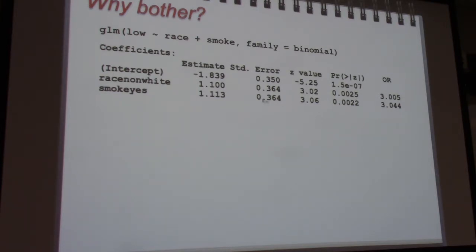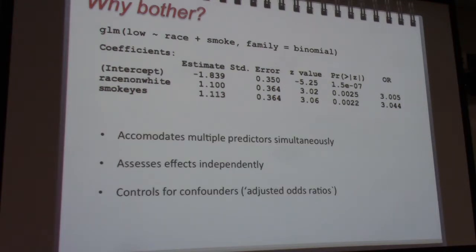Similarly, when I control for race, the impact of smoking is quite dramatic. It increases the odds of low birth weight by a factor of 3, and the p-value is highly significant at 0.002. So this is a very simple example, and I hope it shows you how the regression model can accommodate multiple predictors simultaneously, how it can allow you to assess their effects independently, and how, in this particular case, it can help you answer the question about the role of confounders, because we've identified a potential confounder and now we've asked ourselves, what is it doing to the effect?